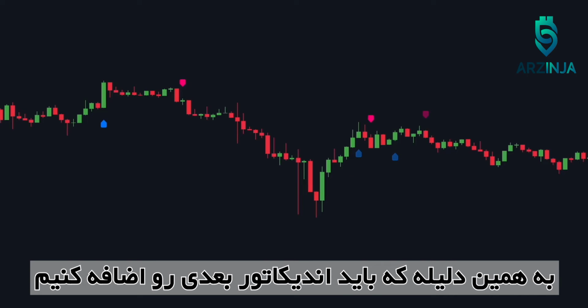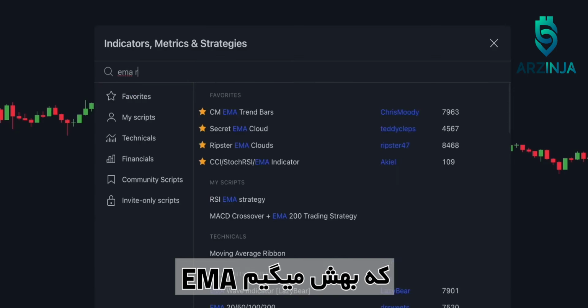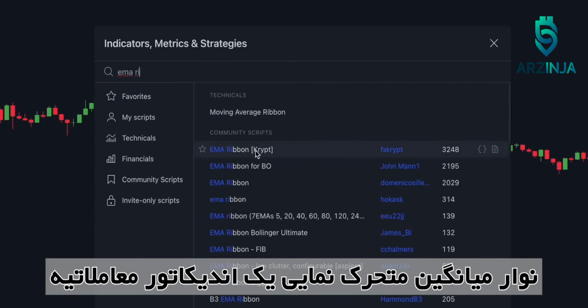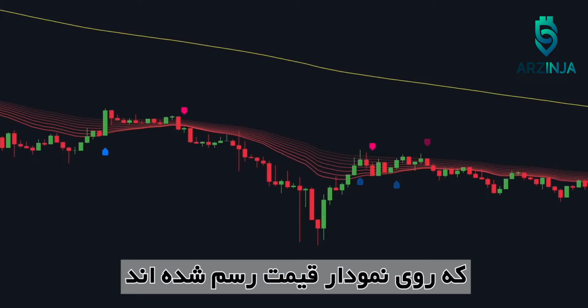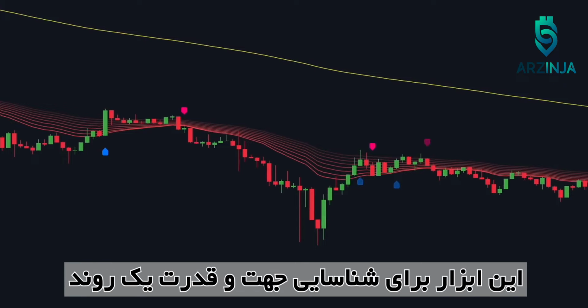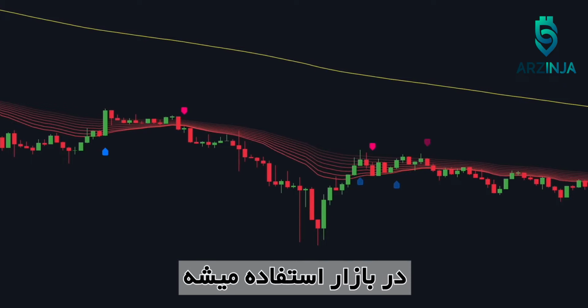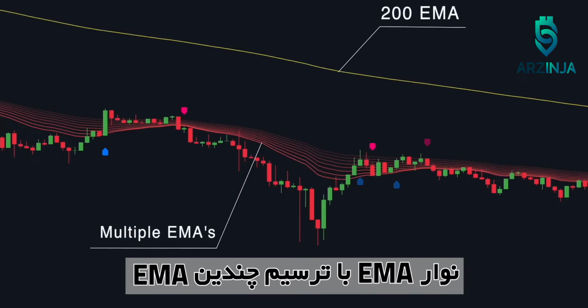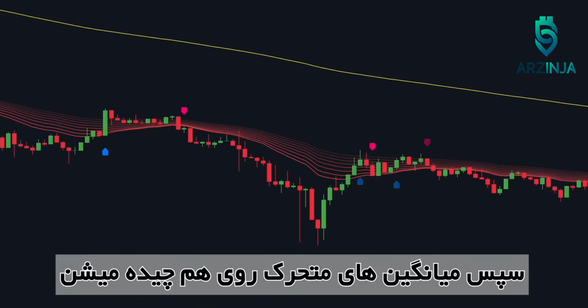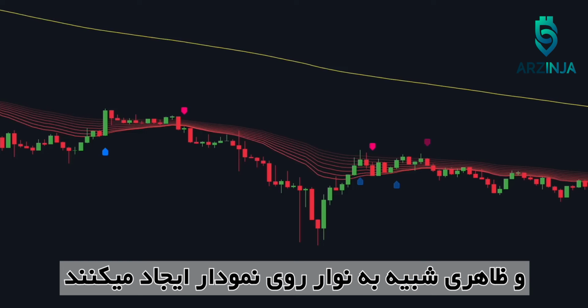That's why we need to add the next indicator, which is called the EMA ribbon by Dominic Ossoletti. The exponential moving average ribbon is a trading indicator that consists of multiple exponential moving averages plotted on a price chart. This tool is used to identify the direction and strength of a trend in the market. The EMA ribbon is created by plotting several EMAs with different time periods. The moving averages are then stacked on top of each other, creating a ribbon-like appearance on the chart.